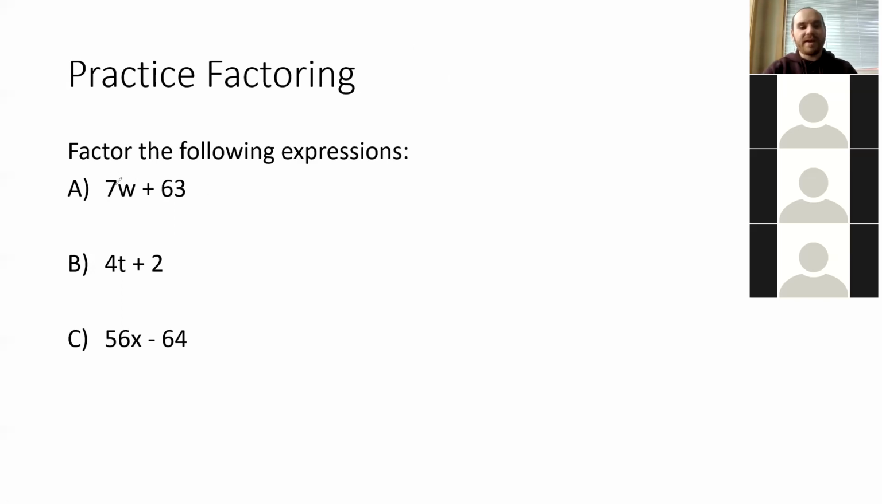So the number we can divide out of here is 7, right? Because we have 7W plus 63. Both of those are multiples of 7. So if we take your 7 out, on the inside, we would be left with 7W divided by 7. That's just W. Plus, and then 63 divided by 7 leaves us with 9.